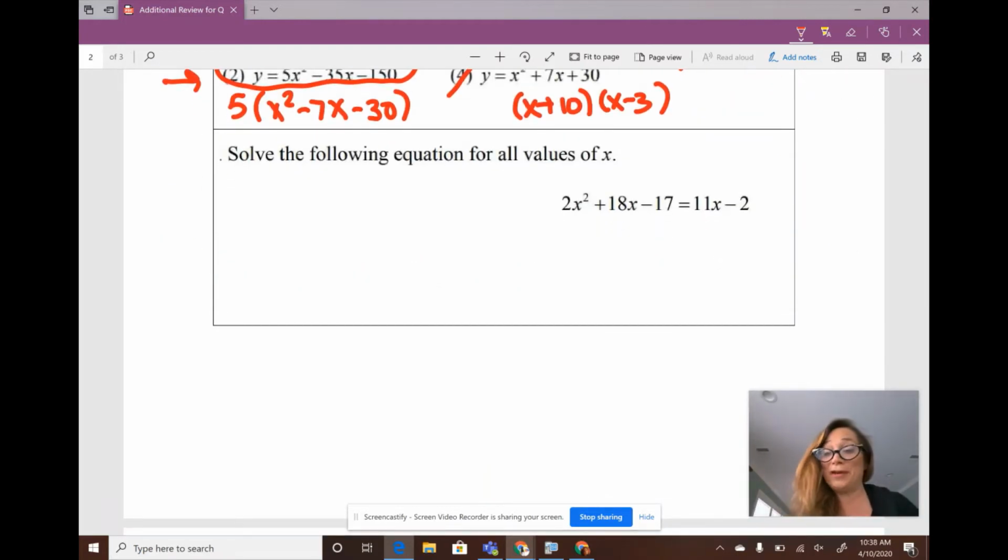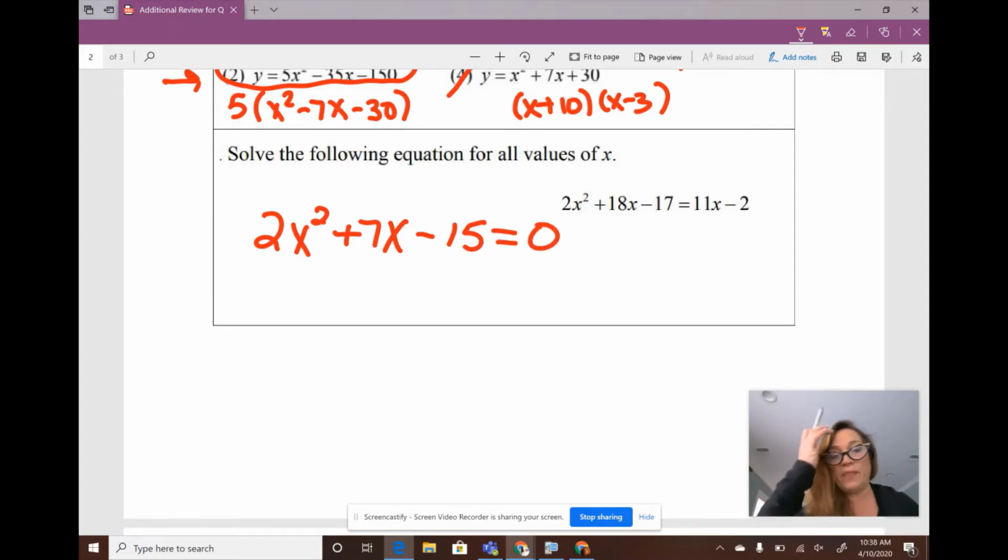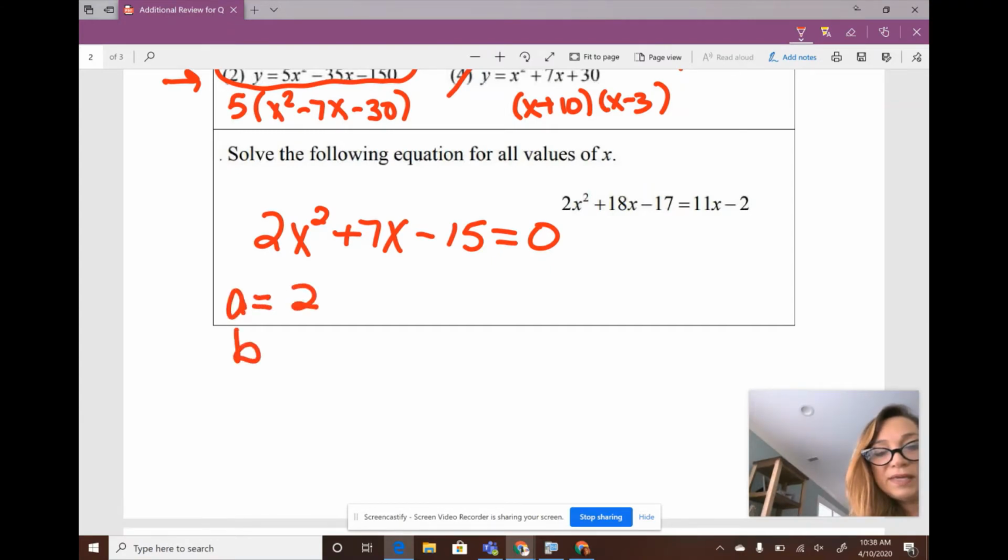I remember 8th grade. All right, so now this one, I'm going to put it in standard form. So I have 2x squared, minus 11 gives me plus 7x, adding 2 gives me minus 15 equals 0. I'm going to do a little quad formula just because I haven't yet. So A is equal to 2, B is equal to 7, C is equal to negative 5.